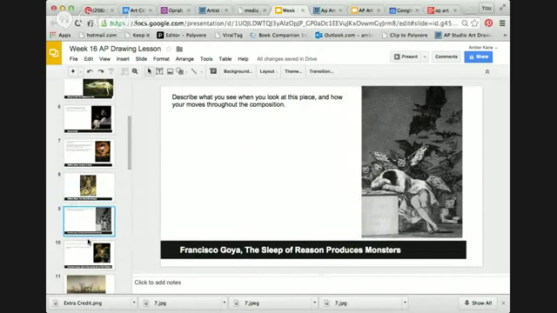So this piece is by Goya. Goya is another artist that if you are looking for dark, creepy, nightmarish, Goya is your place to go. So what I want you to do looking at this piece is describe what you see when you look at it, and then how your eye moves throughout it. So where does your eye first go, and then where does your eye move?